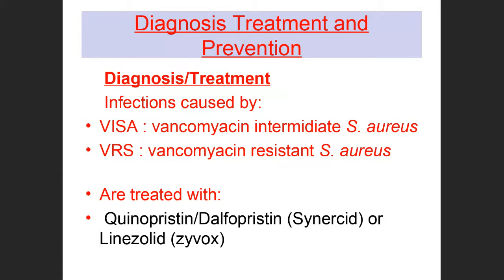We also have vancomycin-intermediate Staph aureus, so aureus that may not respond to vancomycin as well as it should, and we have even isolated vancomycin-resistant Staphylococcus aureus. So you should know what these acronyms mean. In this case, now we have to resort to even more strenuous antibiotics like Synercid and Zyvox, which definitely have to be given in an IV mode.